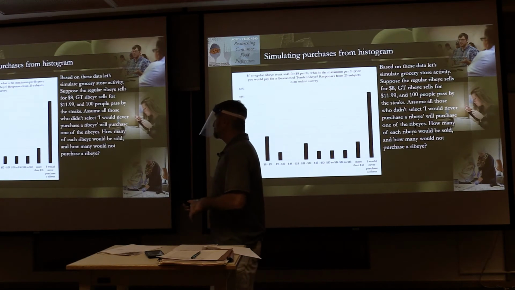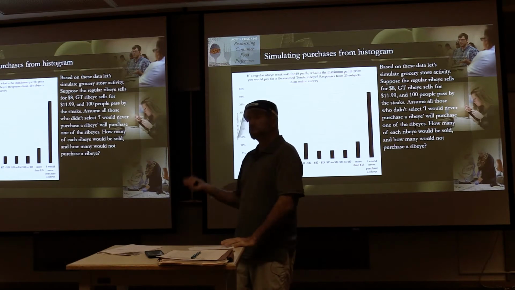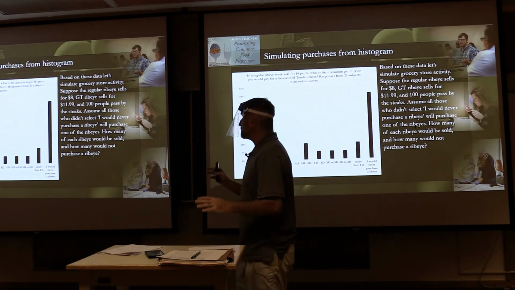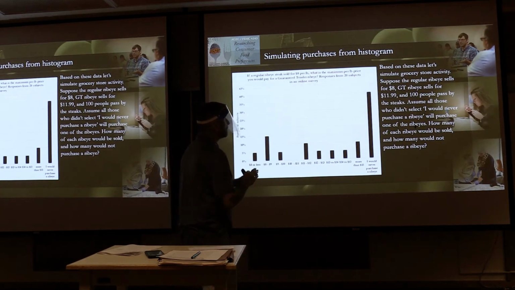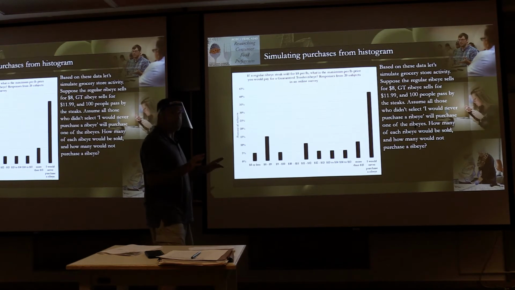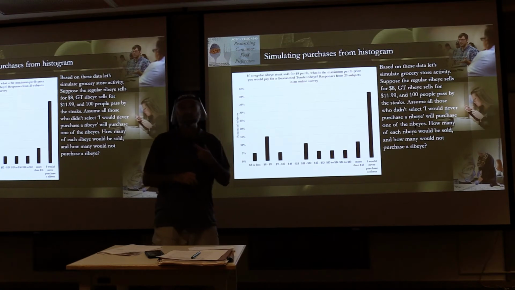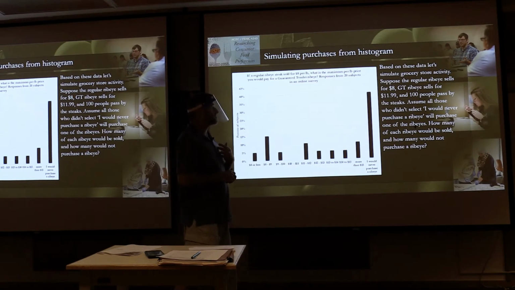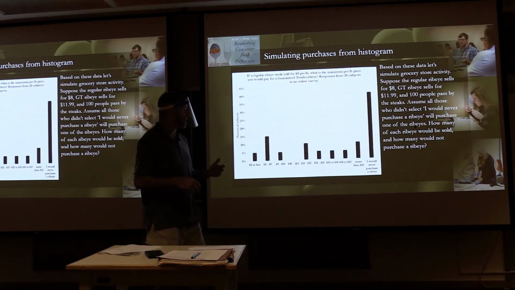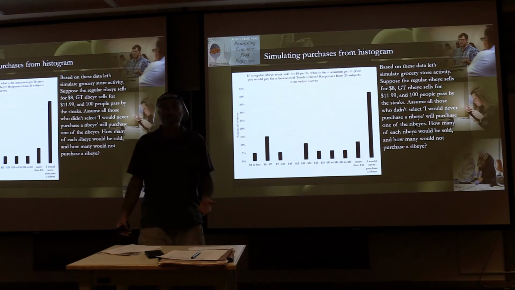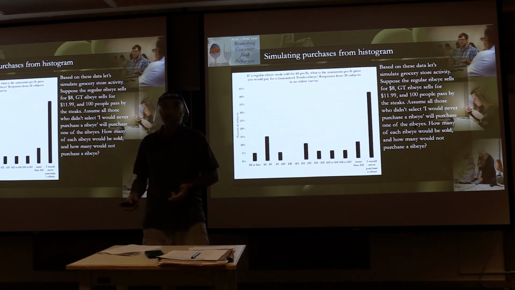And so, for example, number 2 on the worksheet, this may be a really important question we have. We say, okay, based on these data, let's simulate grocery store activities. And we say, okay, suppose the regular ribeye sells for $8 a pound. What if we sell the guaranteed ribeye for $11.99? And suppose 100 people pass by the steaks. What we want to do is take from this histogram and say, well, how many would not purchase a steak? How many would purchase the regular ribeye? How many would purchase the guaranteed ribeye?